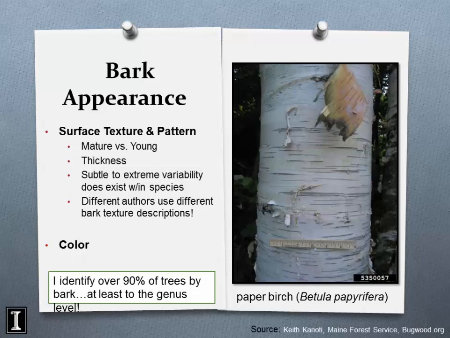Bark color really helps, obviously, with paper birch here. That's a tree that probably 90% of you are going to immediately be able to identify just by bark color alone. It's thin, it strips, a lot of people rip it off, they carve your name in there, like American beech. But it's a very characteristic attribute. So a lot of times you don't need the twigs, you don't need the leaves. You can ID this tree anytime. It's heavily planted as an ornamental. Okay, so color can also really come into play.